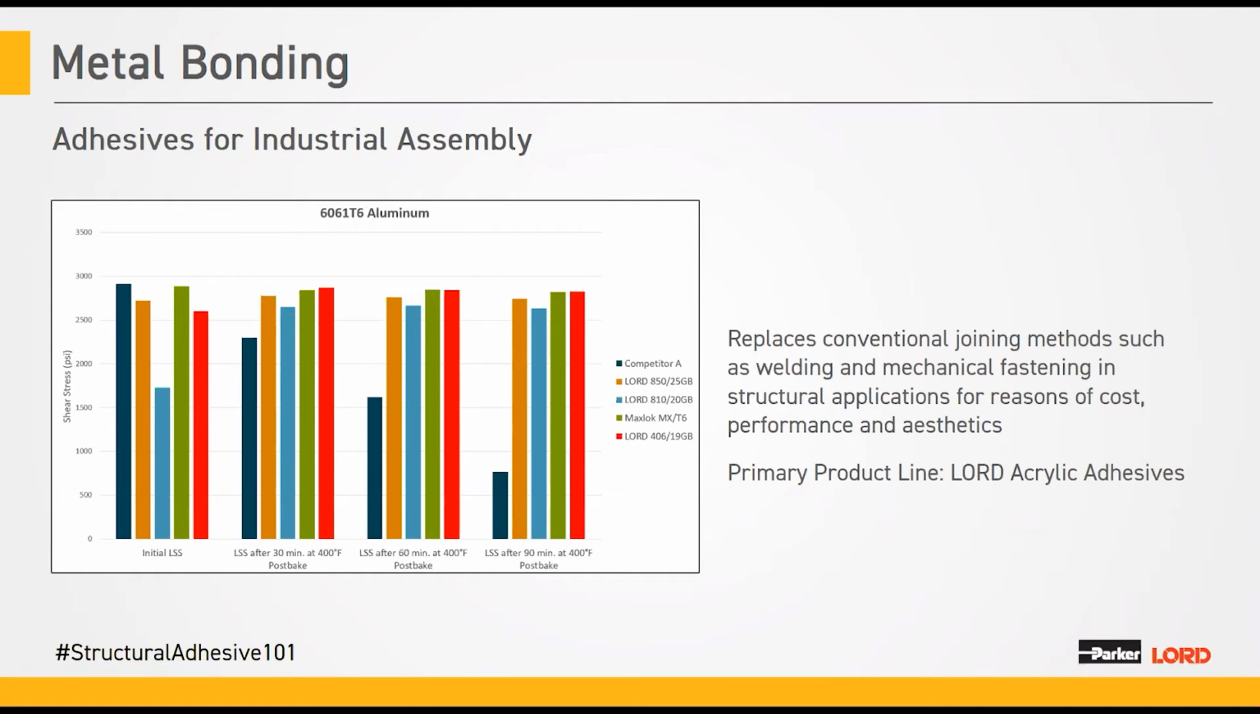You can see here on the slide just a brief example of bonding to 6061 T6 aluminum, some of the different products such as the 850 series, the MaxLock, the 400 series. And then we're looking at it here versus a competitive adhesive where we've exposed it with temperature and time, and we can see that the competitive product degrades, whereas the Lord products do not.